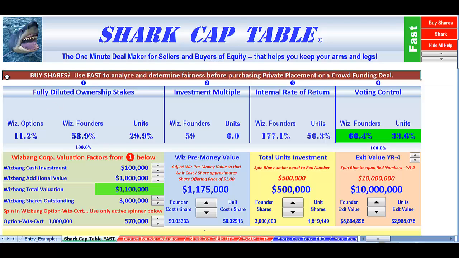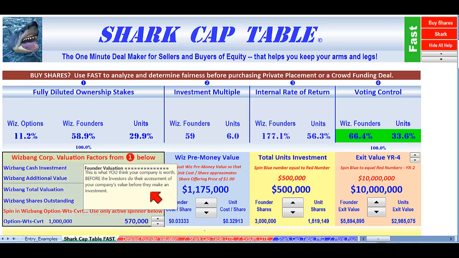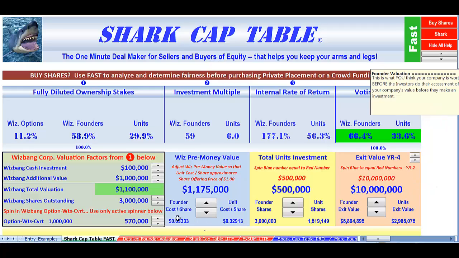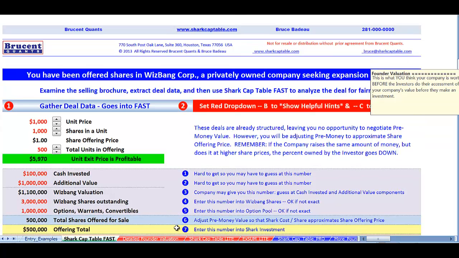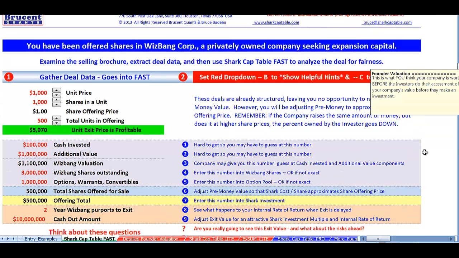Notice this now says buy shares, use Fast to analyze and determine fairness before purchasing a private placement or a crowdfunding deal. All right. Now right in here we've got a lot of data, and I'm going to move our little flippers up, move them over to the side. And where do we get that data? Well, here's what happens. Let's scroll down here.